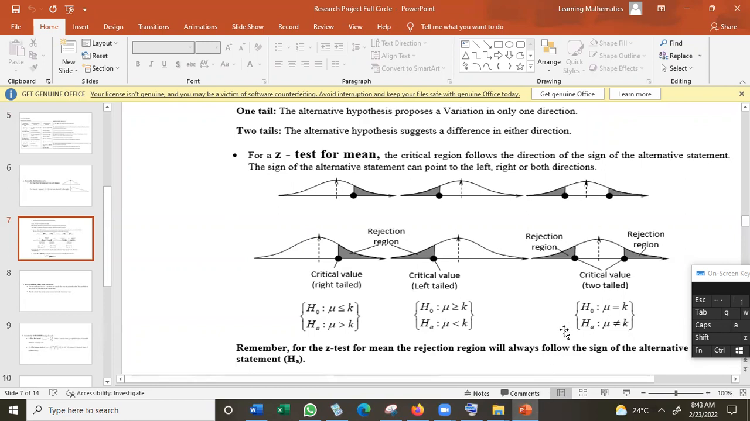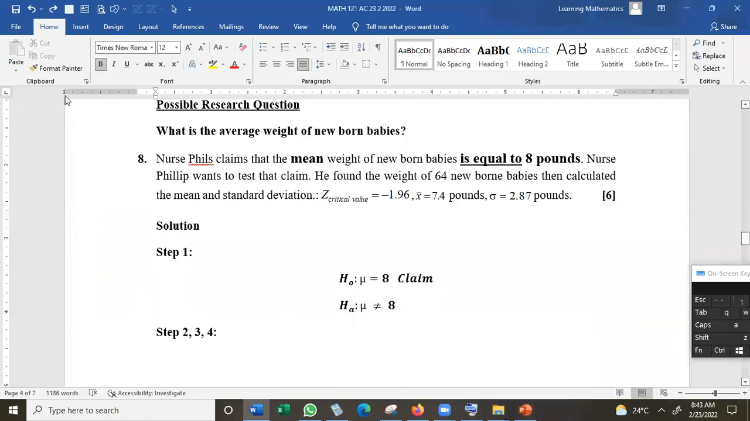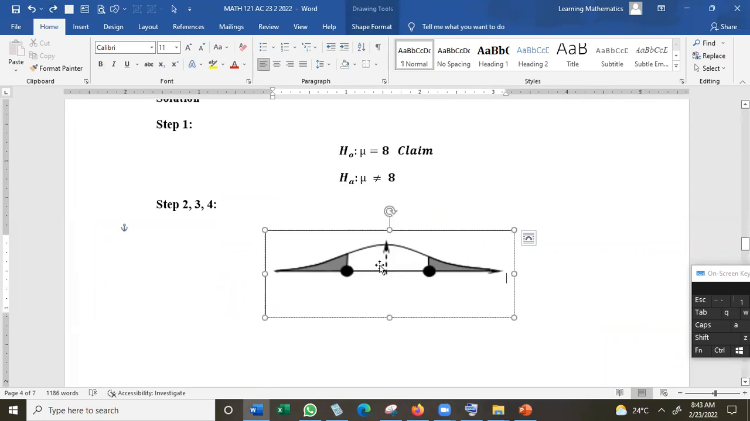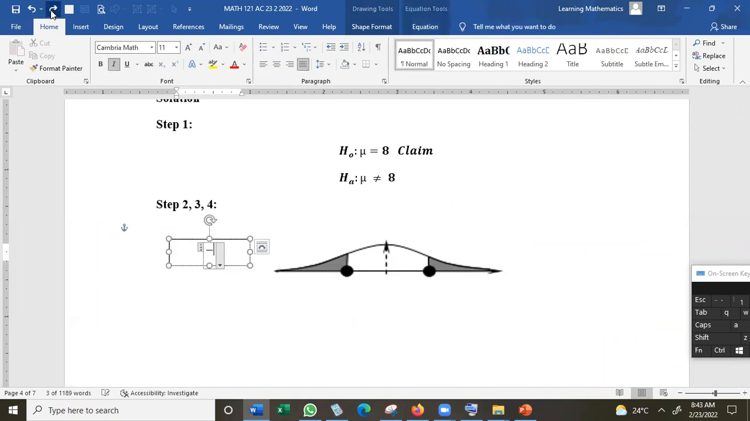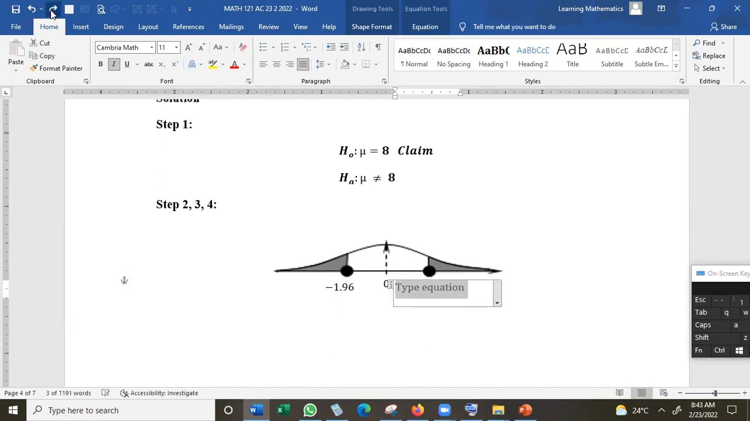In this case, because the HA is not equal, we have a two-tail test here, and we have to put the critical value on both the left and the right side of 0. We have 2 critical regions, 2 critical points, and we're going to put the critical value on the critical points. So we have negative 1.96 on the left side of 0, and positive 1.96 on the right side of 0, because it's a two-tail z-test and it's a normal curve. So here are steps 2, 3, and 4.